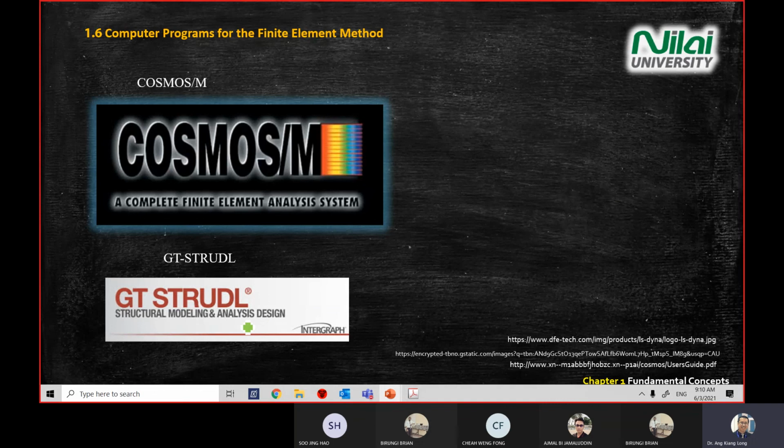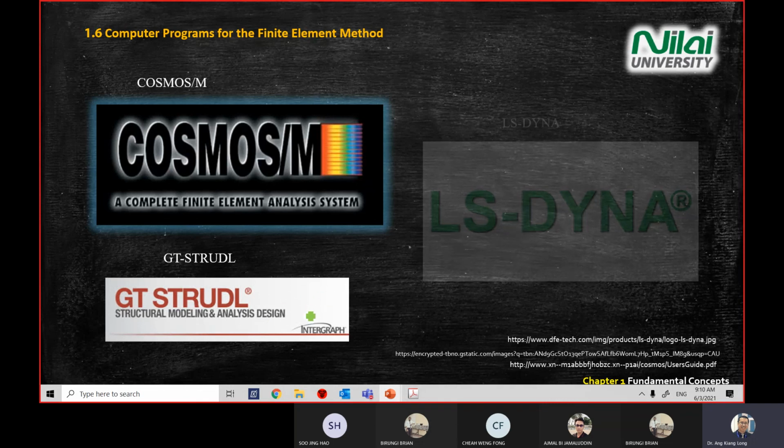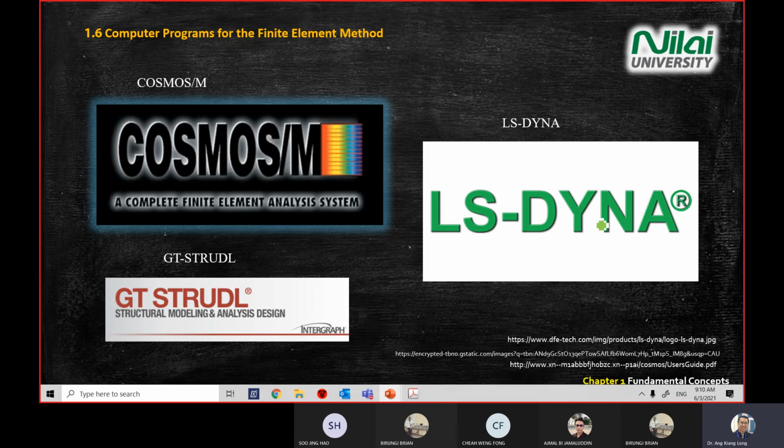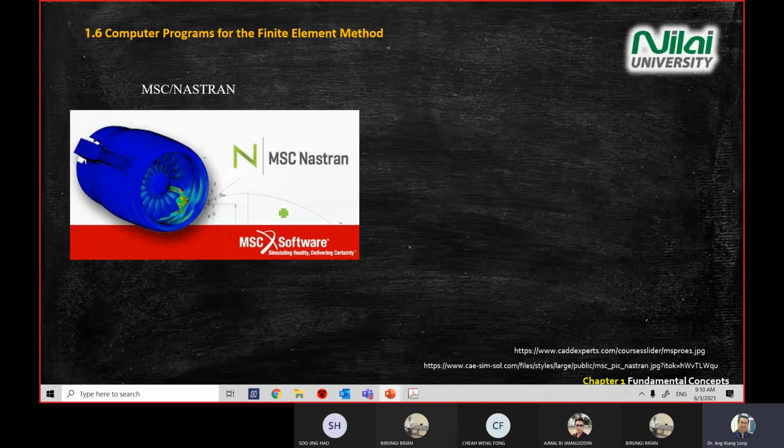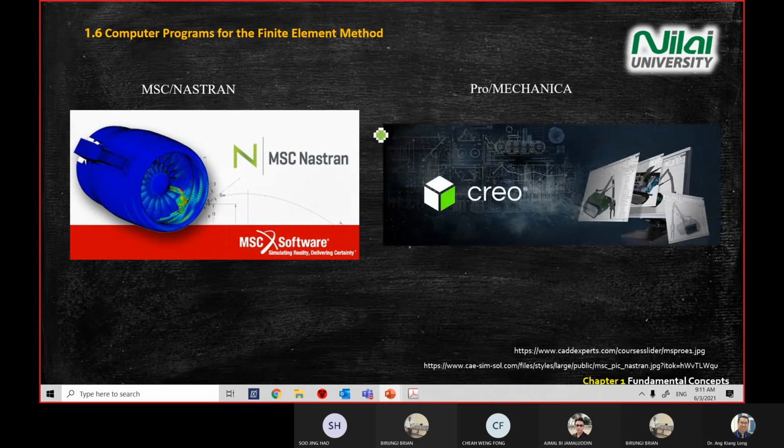GT Strudl is structural analysis software useful in civil engineering. LS-DYNA was also bought over by the Ansys company. So you can find this function or these tools inside Ansys also. This one, MSC Nastran, is popular in the industry also. ProMechanica is also popular in mechanical engineering, especially when it comes to robotics. Then most of the time, ProMechanica is important.